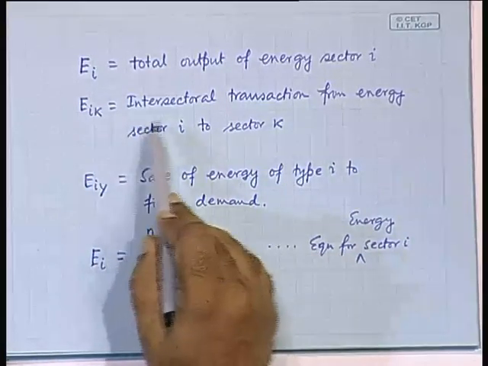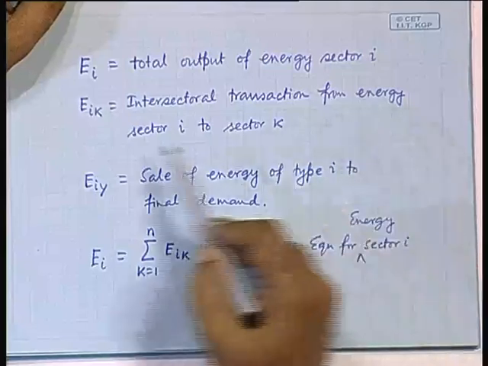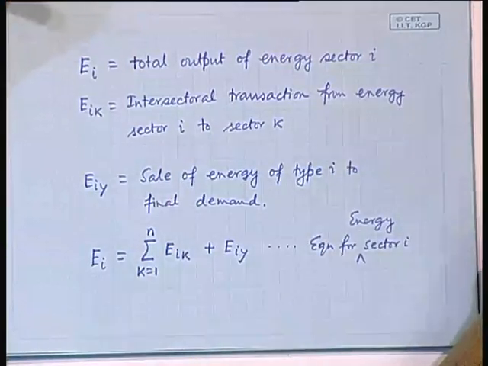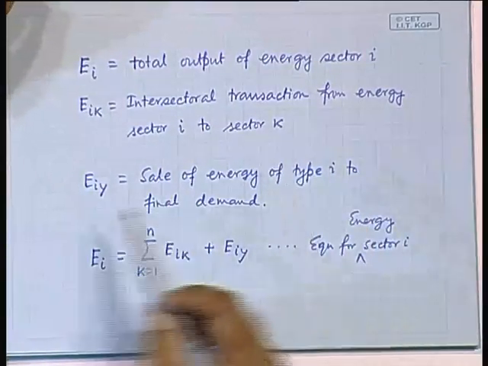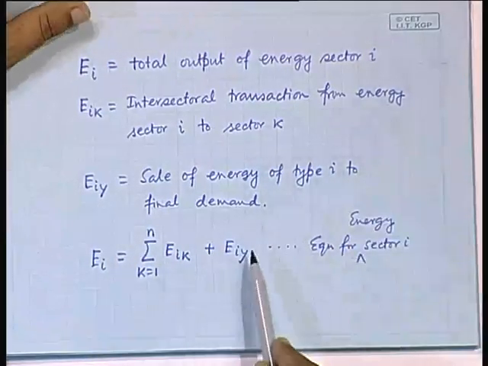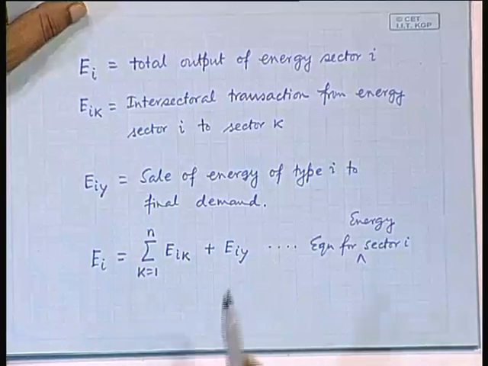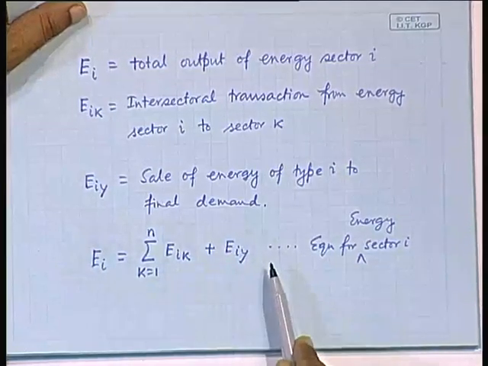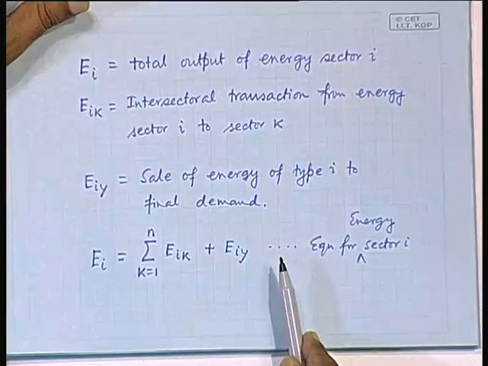E_Ik is the intersectoral transaction from energy sector I to another sector, any sector K, and E_Iy is the sale of energy of type I to final demand. So, specifically with respect to energy, we have this equation.